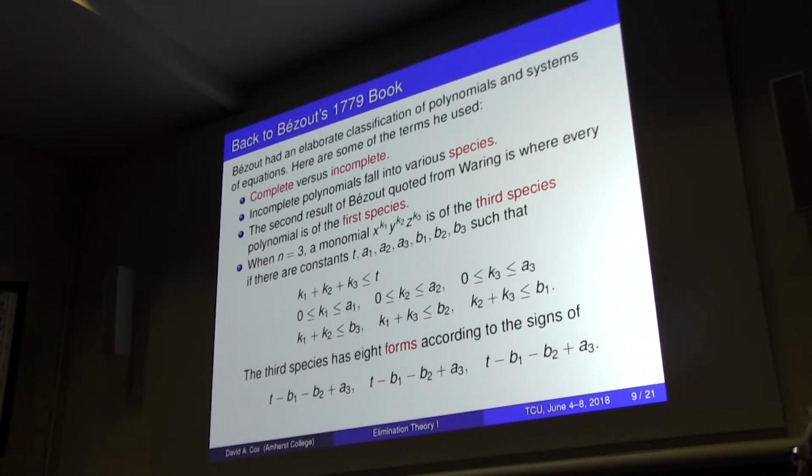And so in this case, when n equals 3, so the third species, and this is the way Bezout wrote it, K1, K2, K3, those are the exponents of the individual variables. So T is basically a bound on the total degree. But then I bound each individual one: the degree in X is bounded by A1, the degree in Y is bounded by A2, the degree in Z is bounded by A3. But then I also bound the pairs. And an example of that is this guy right here.